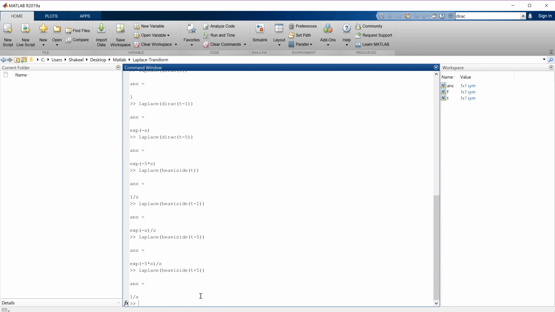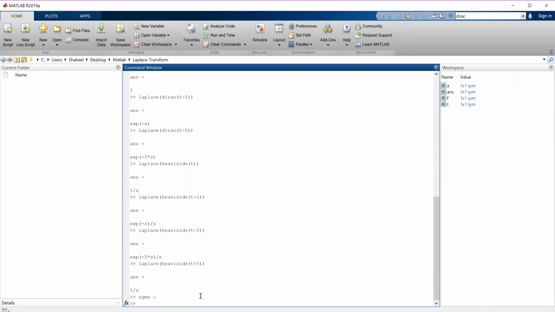In general, if we inform Matlab that a is a symbolic variable, then you can say the Laplace transform of cos of at also. This will give you the Laplace transform of cos of at, which is s divided by s square plus a square. We know this already from the maths class. So this is how we determine the Laplace transform of any function.